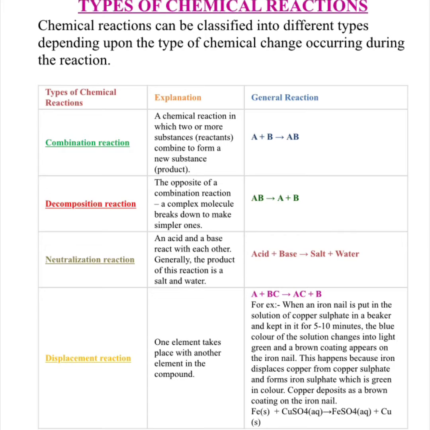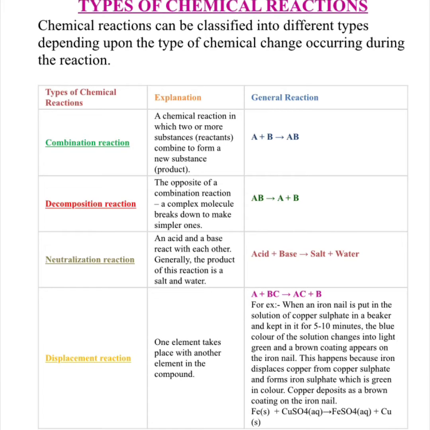Types of chemical reactions. Chemical reactions can be classified into different types depending upon the type of chemical change occurring during the reaction. Types of chemical reactions are as follows: combination reaction, decomposition reaction, neutralization reaction, displacement reaction. Now, what is a combination reaction?